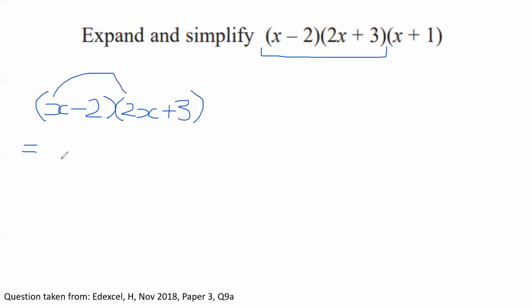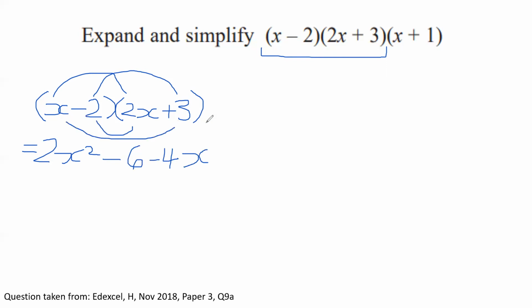So we have got 2x squared, minus 6, minus 4x, plus 3. Okay, sorry, plus 3x. Now we can start simplifying this already. So we would end up with 2x squared minus 6. Then we've got minus 4x plus 3x, which is just in total going to give us minus x. So we've got 3 terms here.